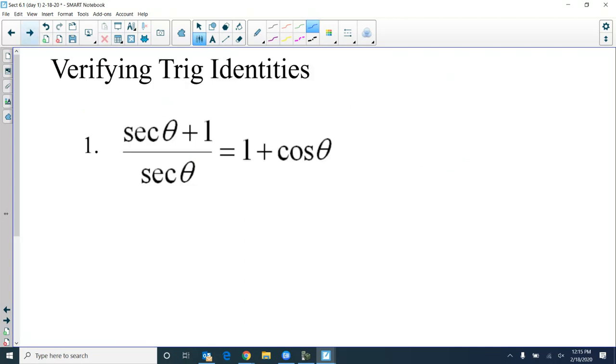All right, this is the first identity we're going to look at. Verify that trig identity. Write that down.